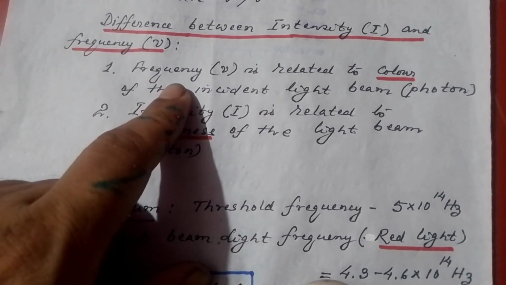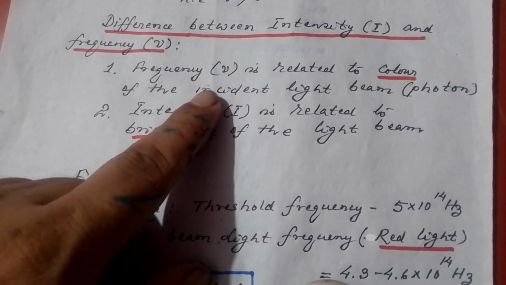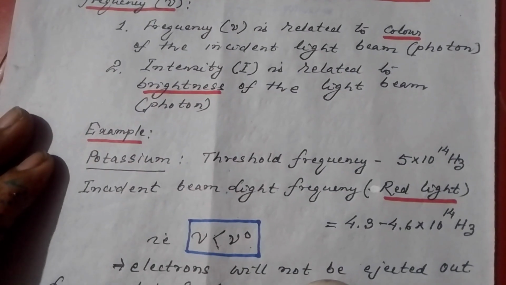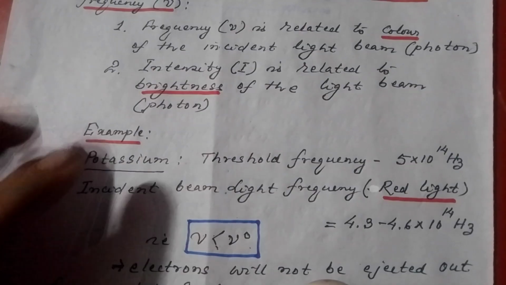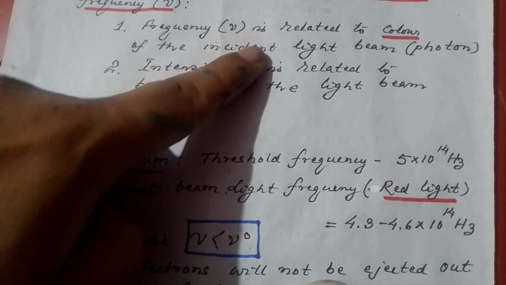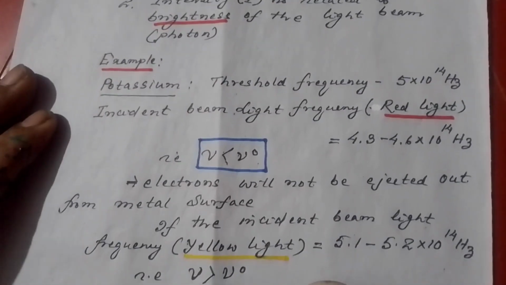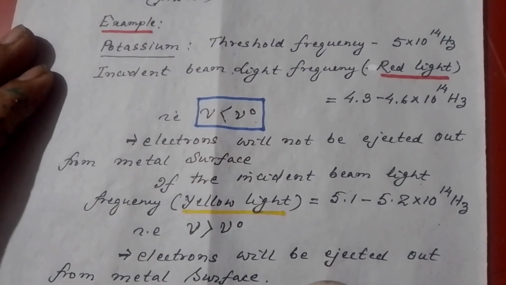Now let's see what the terms mean. Frequency is used for the color of different light. Frequency varies with the color. And intensity is nothing but the brightness of a beam of light. And frequency is nothing but referring to the color of the incident photon beam. Now let's come to this particular example.